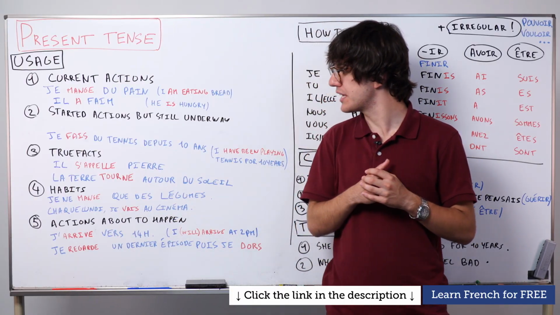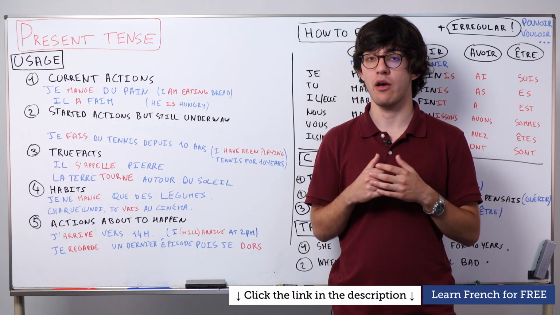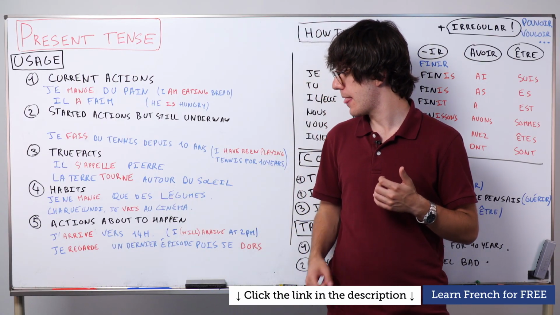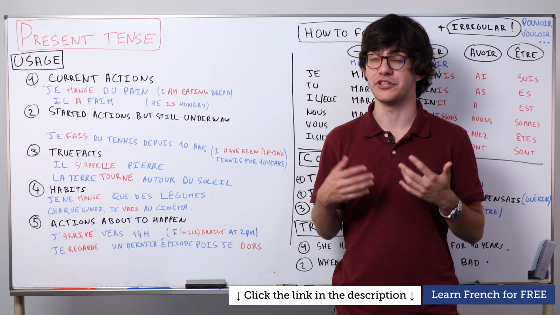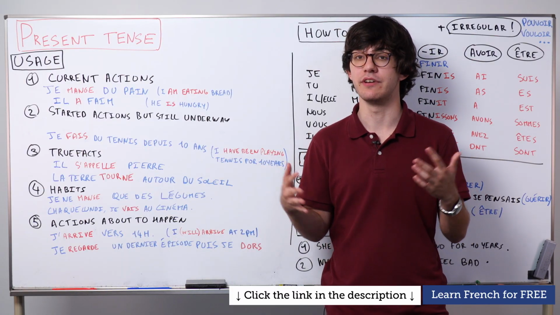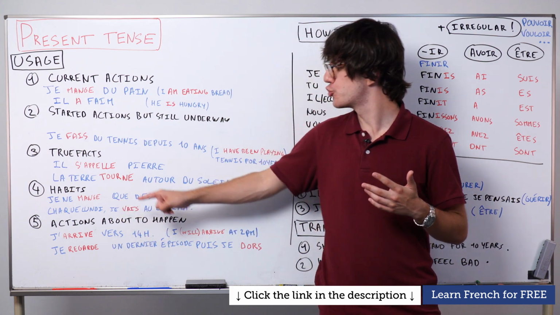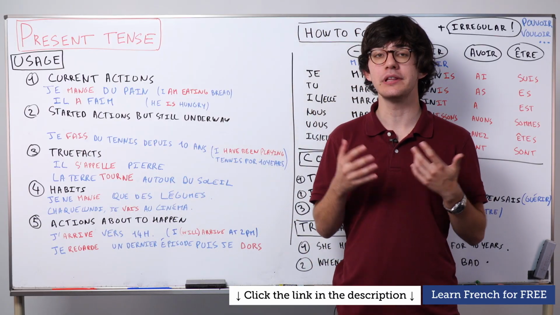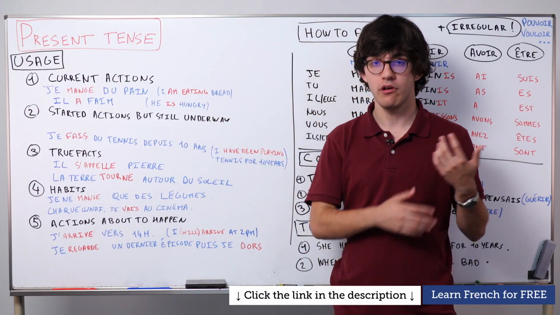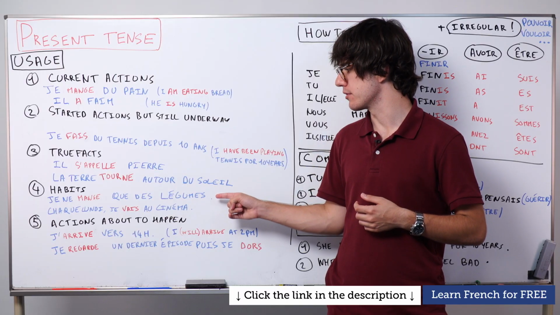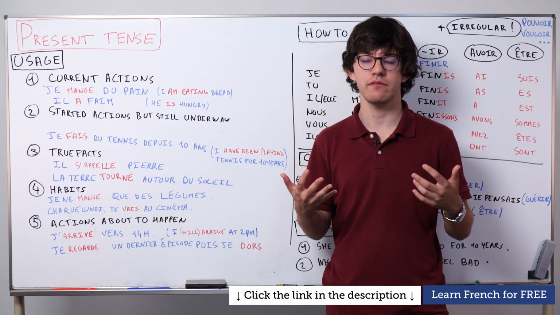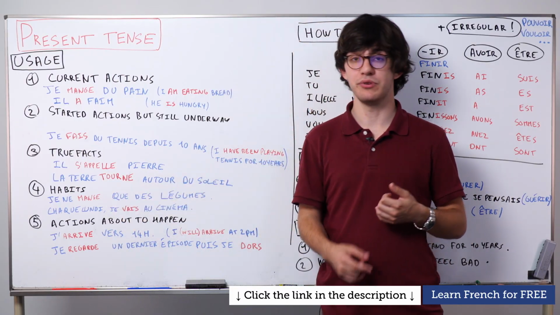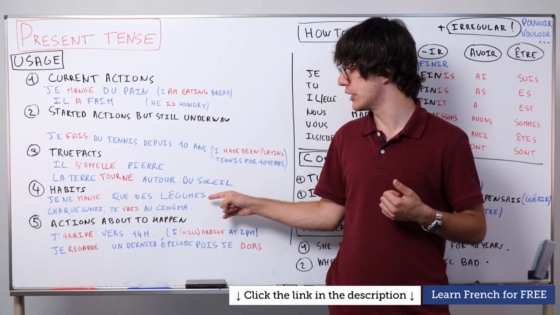Then the next one is habits. When you want to express a habit that you have, you need to use the present in French. For example, if you are vegetarian and you want to say that you only eat vegetables, you can say Je ne mange que des légumes. I only eat vegetables. Légumes, vegetables. So here, that's a habit that you have. When you eat, it's always vegetables. So here you use present. Je ne mange que des légumes.